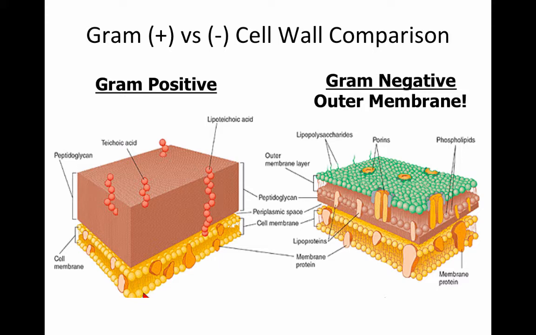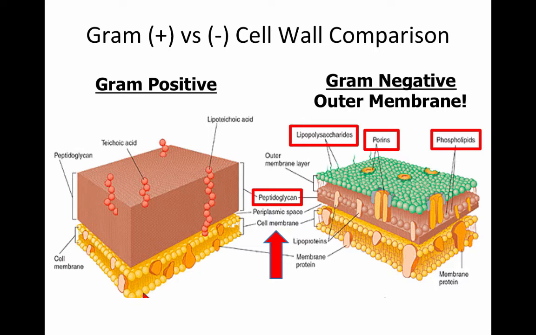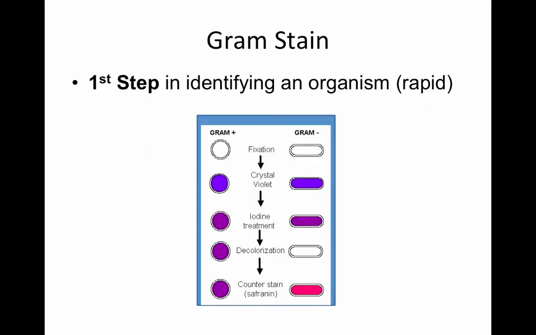On the outside of the cell membrane in a gram-positive bacteria is a very thick layer of peptidoglycan. Gram-negative bacteria are different in that they have just a small layer of peptidoglycan, and then they have an outer membrane that consists of lipopolysaccharides, porins, as well as phospholipids.